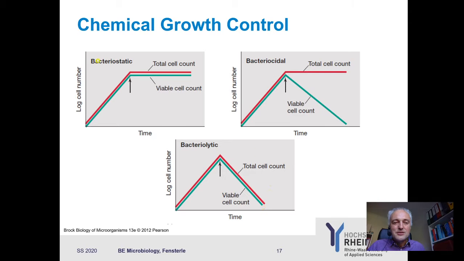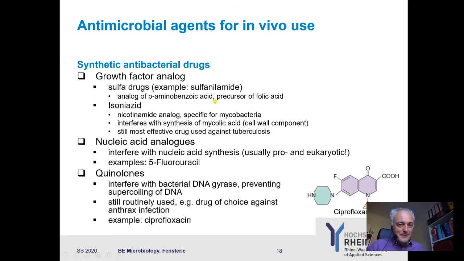But important, a bacteriostatic agent only stops growth. In other words, it doesn't really kill them. The bacteria are still there. We will see at the end an example in reality of how these subtle differences can break your neck in a real world setting. Now, we have already talked about chemical growth control, but we have not yet talked about antimicrobial agents for in vivo use.